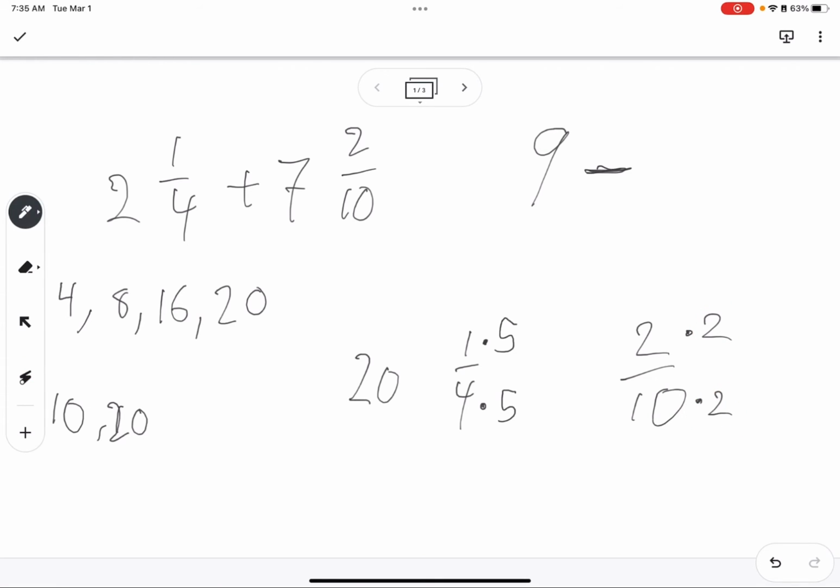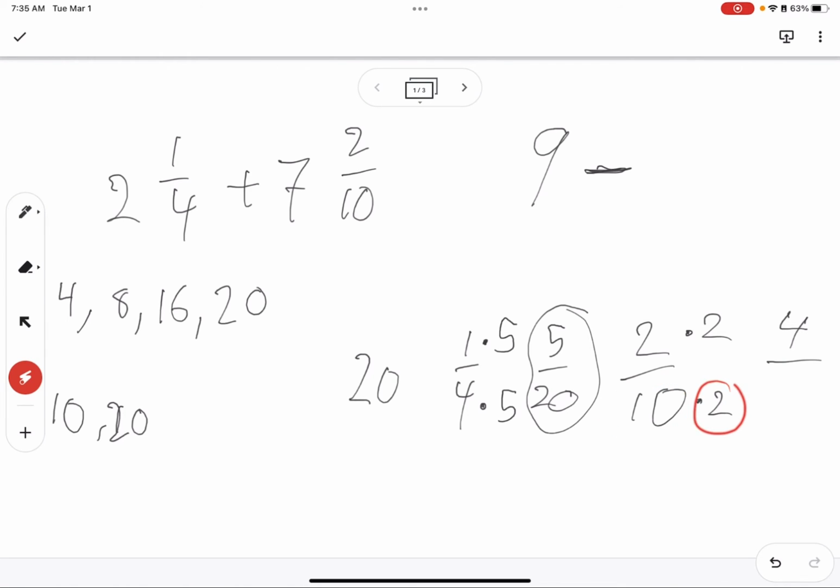Now, I'm going to do the math. 5 times 1 is 5. And 4 times 5 is 20. So that's what this fraction becomes. And now we're going to do the math here. 2 times 2 is 4. And 10 times 2 is 20. And that's what this fraction becomes.